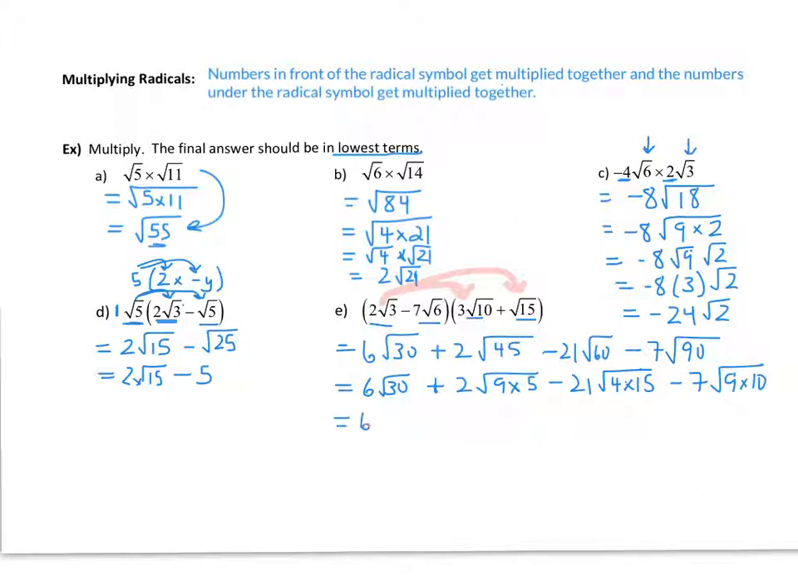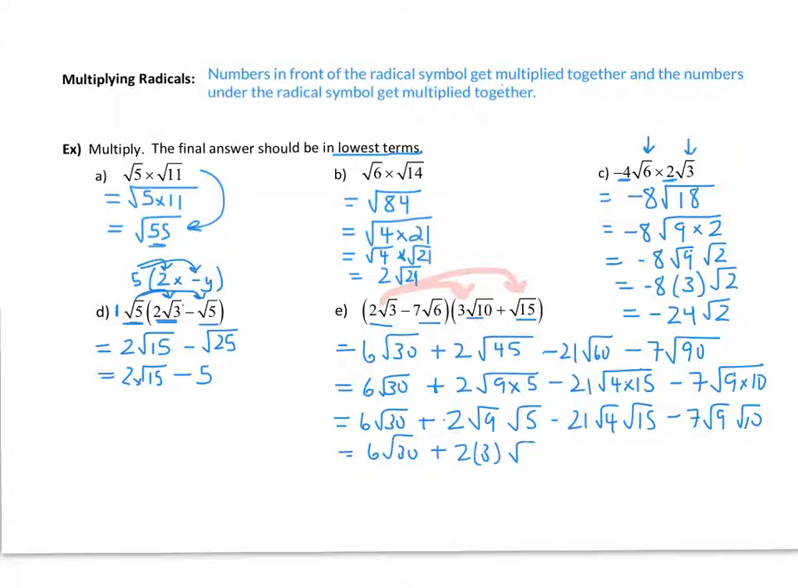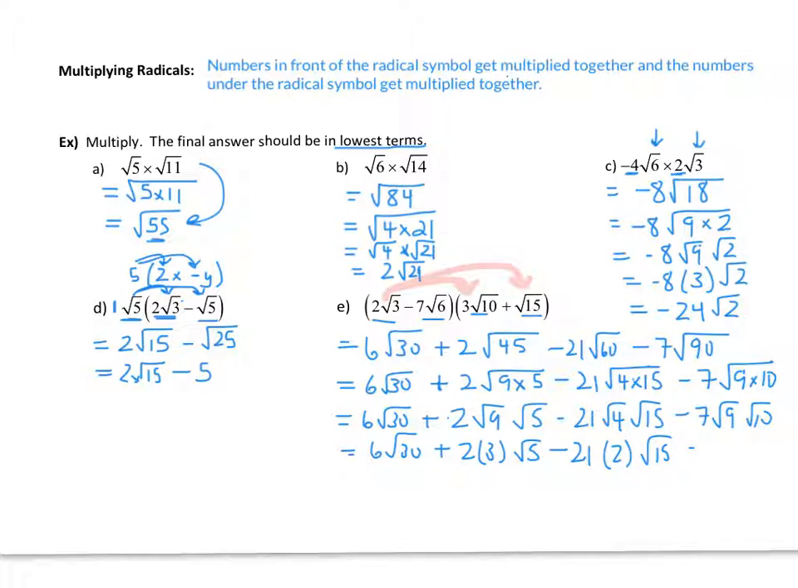We're almost done. 6 roots of 30 plus. Now, this is where hopefully you're getting comfortable. You could go directly to 2 times 3 there. Root 4 times root 15. Okay, so that'll be 2 times 3 times the square root of 5 for that piece. Minus 21 times 2 times the square root of 15. Minus, I don't know how I do that sometimes. If I try to undo it, I don't know how.